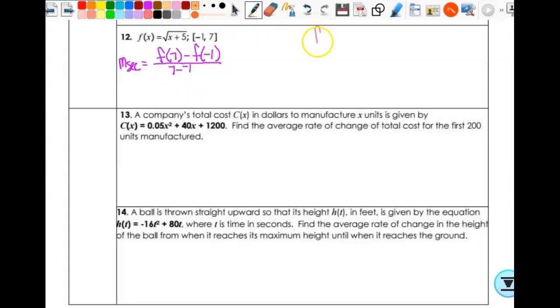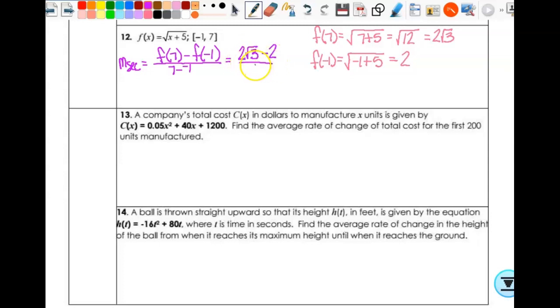So over here, I will do f of 7. That's going to be the square root of 7 plus 5, which is the square root of 12. And without the calculator, what is the square root of 12? 2 square root of 3. Very good. Okay, so then I need f of negative 1. That's equal to the square root of negative 1 plus 5. And that is 2. So I come back over here, and I'm going to get 2 square roots of 3 minus 2 over 8.